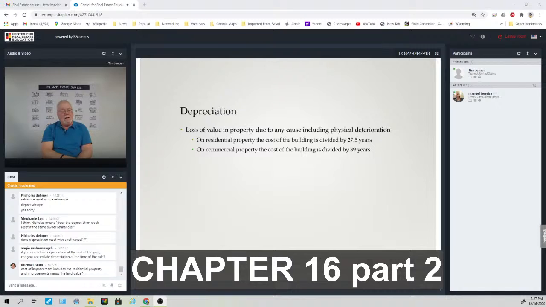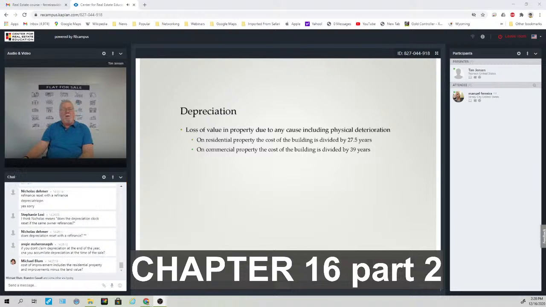Let me try to guess. Do the cost of improvements include the residential property and improvements minus the land value? Is that what you're trying to ask me? I'm hoping it is, because that's the kind of understanding I get from it. Okay, I don't know what you're asking. I've got to move on, guys. I'm sorry. All right.